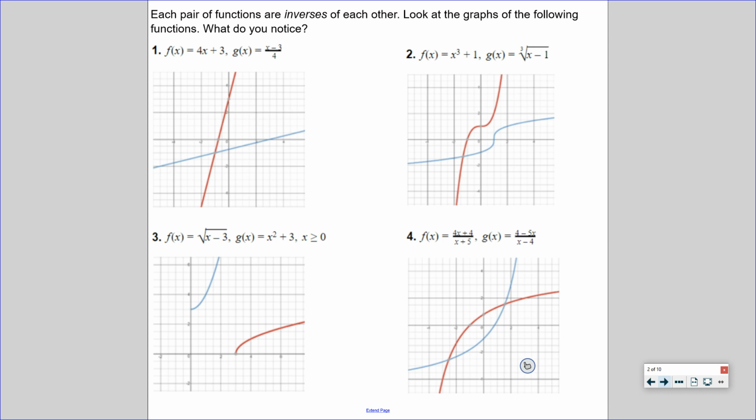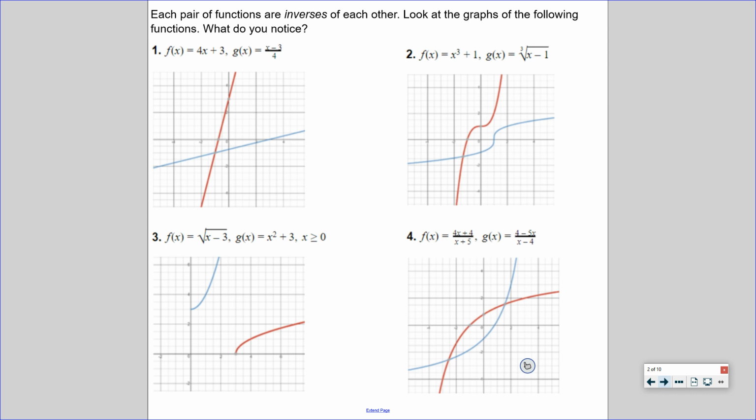So do you guys agree that if I were to hold the graph like this, and if I were to fold it, that blue piece could lie right on top of my red piece? You fold it in the middle. Yep, if I fold it in the middle.